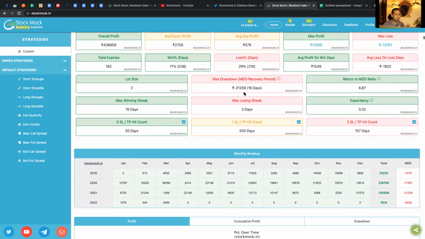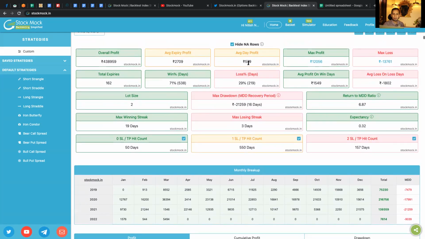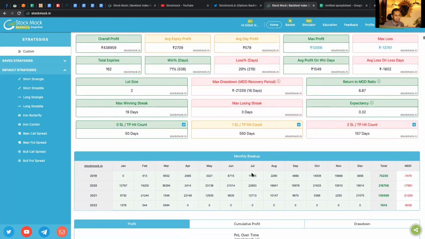MDD is close to 10%, if we are taking 2 lakhs as a margin. 70% is win rate, not bad. RR ratio, which is the reward to risk ratio, is also fine. Average day profit is 580 something. Now, monthly returns, we can see that there are some lesser returns as well, 544, but overall it's a decent strategy.